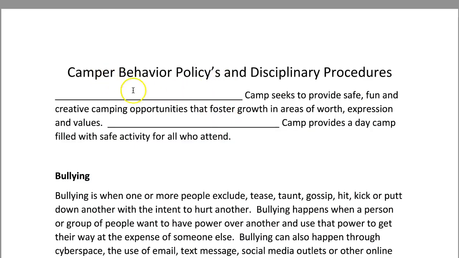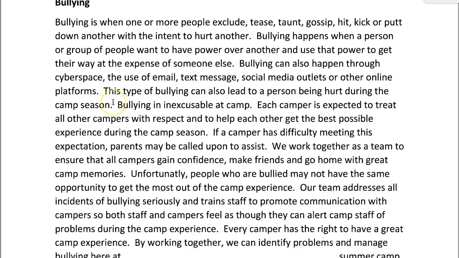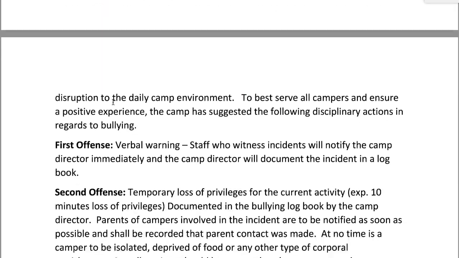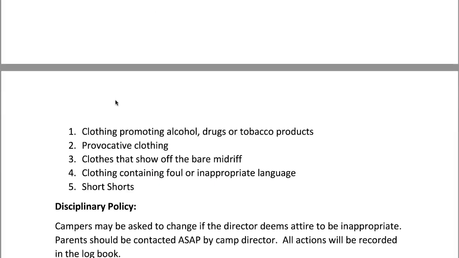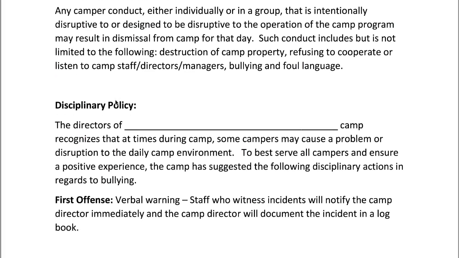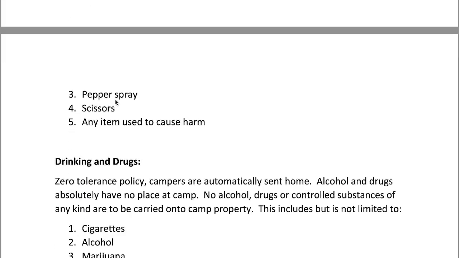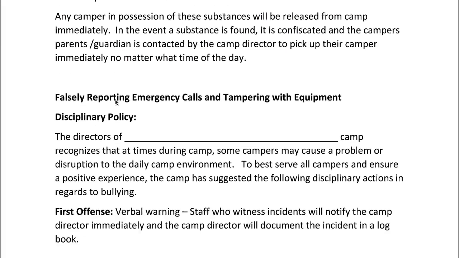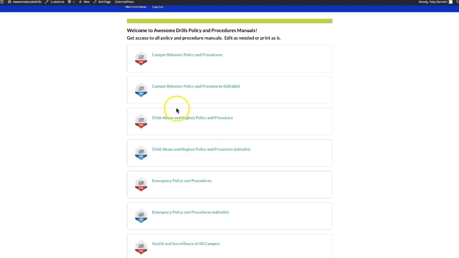So let me just open up one of them so you can see. This gives you all of the camper policy and procedures when it comes to discipline and behavior. We talk about bullying. We talk about what the first, second, and third offenses would be. We talk about camper clothing, corporal punishment, all different types of things here. We're pretty covered with the amount of information that you would need for when the state comes in and they want to see certain things.